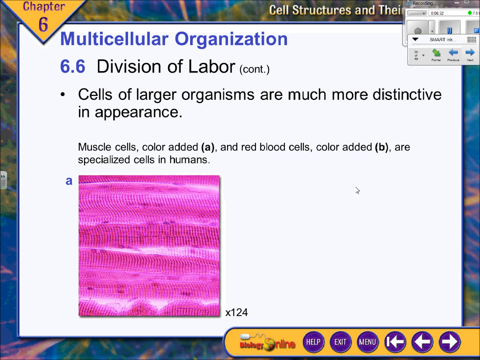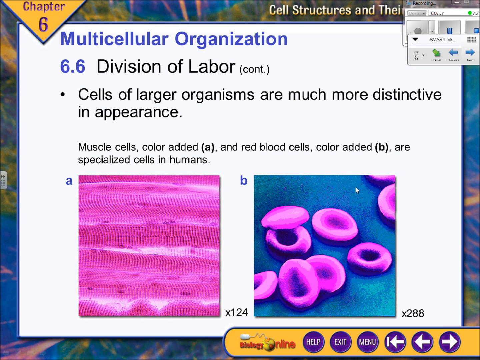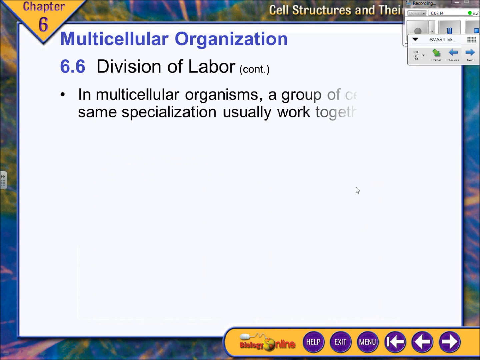So here we have muscle cells. Those are striated. Muscle cells are perfect for contracting. Red blood cells, again, remember, are concave to increase surface area. Yeah, it seems subtle, but that's increasing it. And if you have billions of those things, you're increasing the amount of surface area.